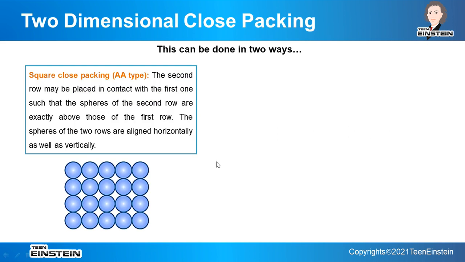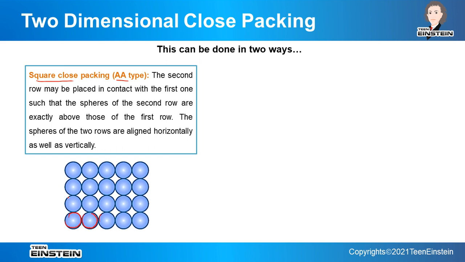Now two dimensional close packing, it may be two types. One is square close packing, another one is hexagonal close packing. Okay, so what is square close packing? It is also known as AA type. So in the picture, if you see, suppose this is the first row, that is one dimensional.